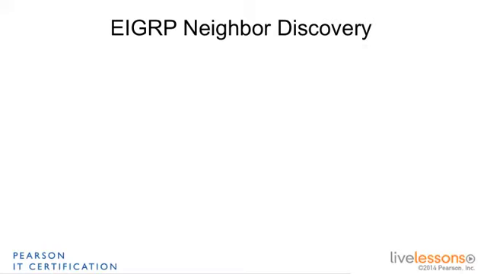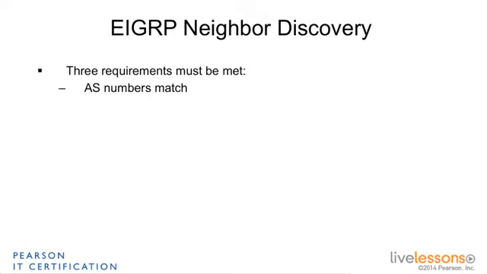In order for EIGRP to discover its neighbors, three requirements must be met. First of all, the AS numbers, or autonomous system numbers, must match. Second, it must be receiving hellos. And third, these hellos have to contain identical metrics, which are called K-values.